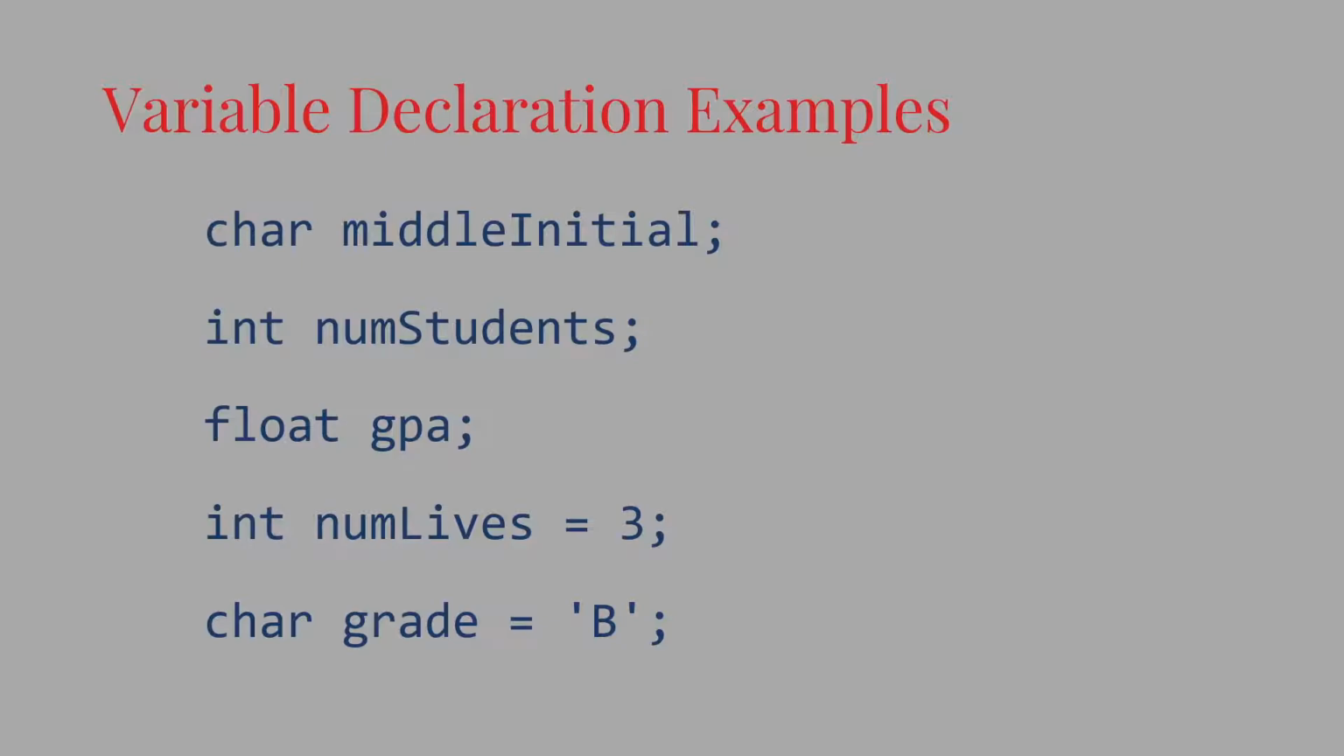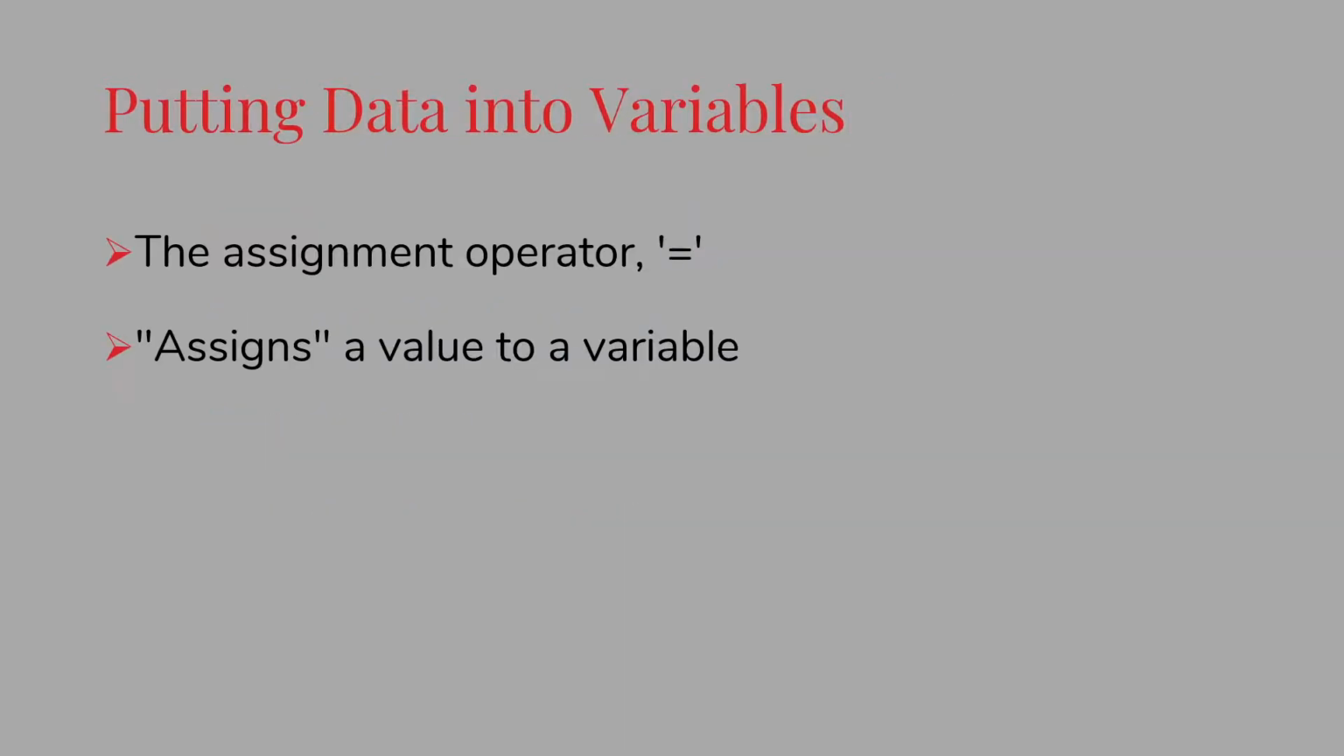initialized to B. Now, variables aren't very interesting unless we can put new values in them. The way we do that is with the assignment operator, which we write using the equal sign in Java. It's called the assignment operator because it assigns a value to a variable.